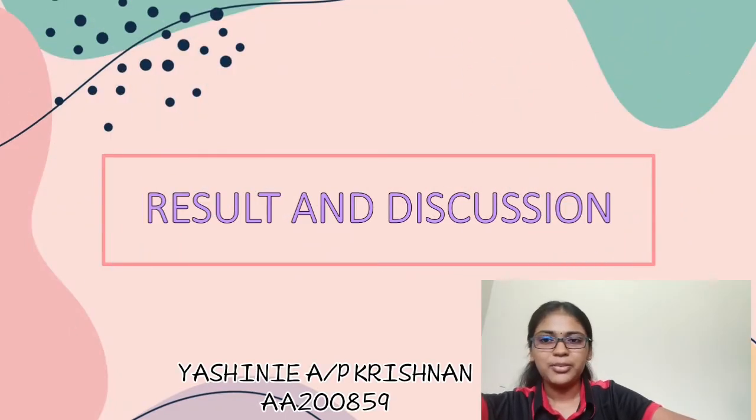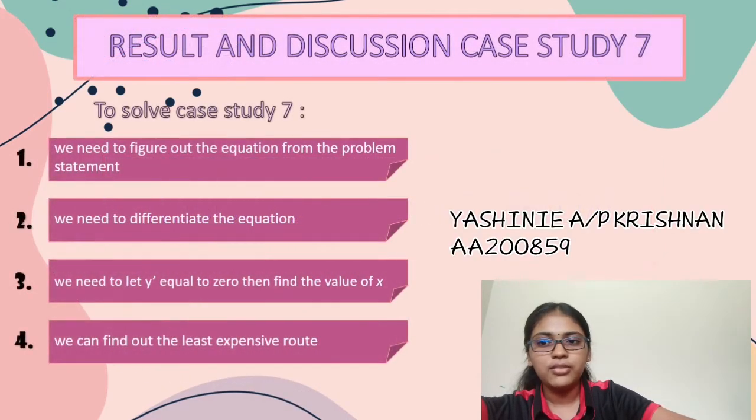Hi, I will explain the conclusion part. With the help of the application of differentiation, we can solve case 7 and case 8. When we solve case 7, first we need to figure out the equation from the problem statement. Then we need to differentiate the equation that we find. After that, we need to let y prime equal 0 in order to find the x values. We can then find out the least expensive road.